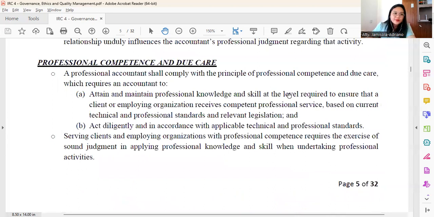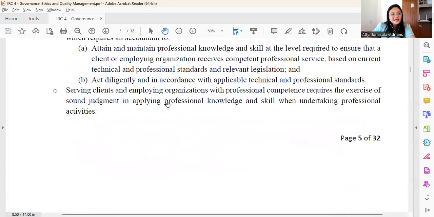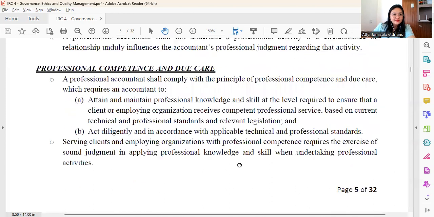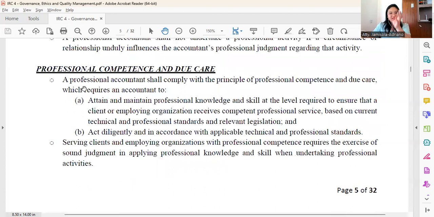Next fundamental principle is your professional competence and due care. So we have discussed this already, right? You have to attain, and once you have attained, you should be able to maintain professional knowledge and skill. And you have to act diligently in accordance with the applicable technical and professional standards. Serving clients and employing organizations with professional competence requires the exercise of sound judgment in applying professional knowledge and skill when undertaking professional activities.